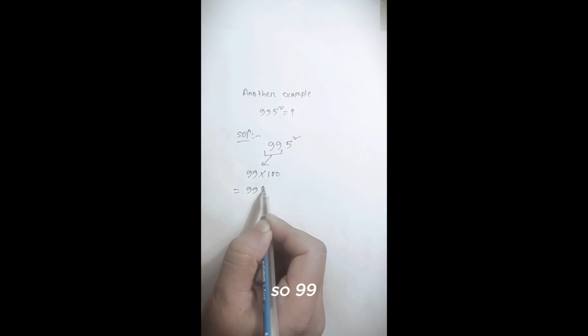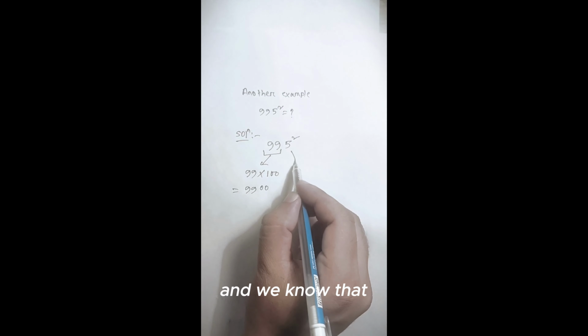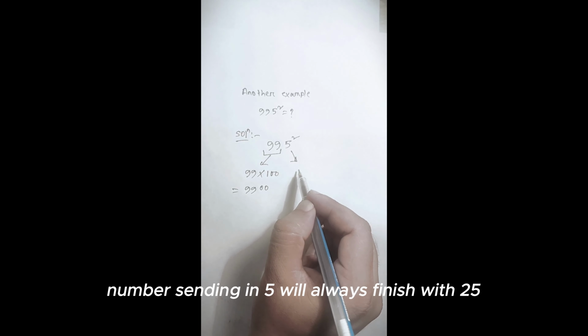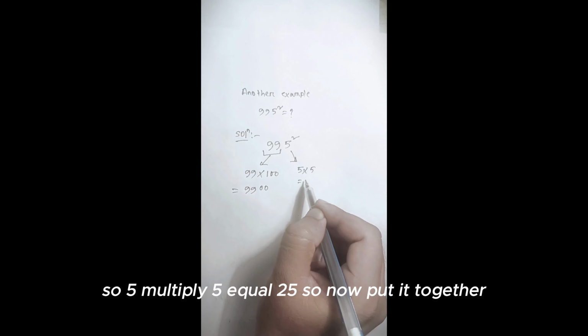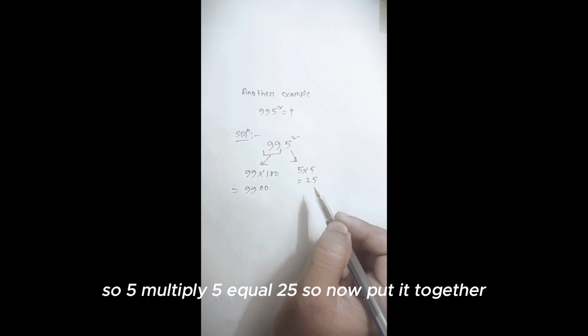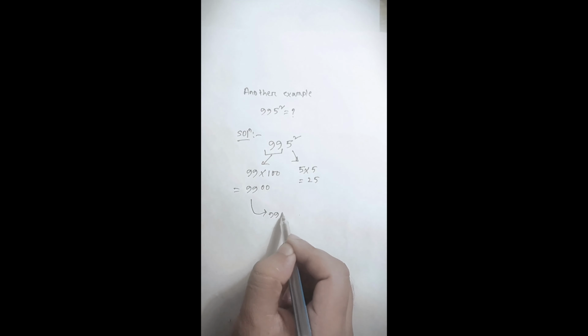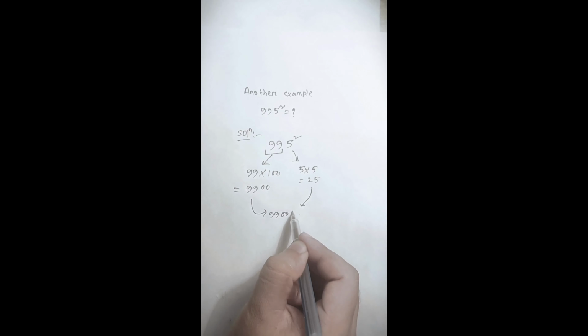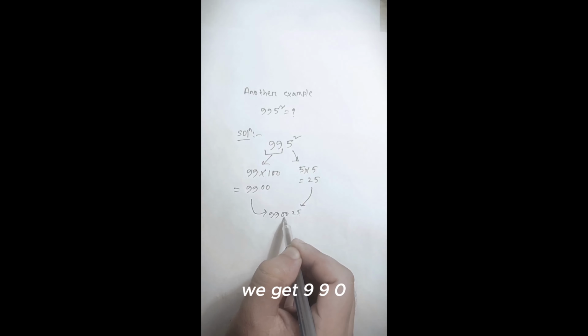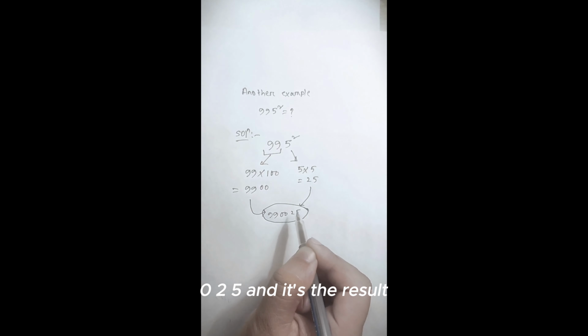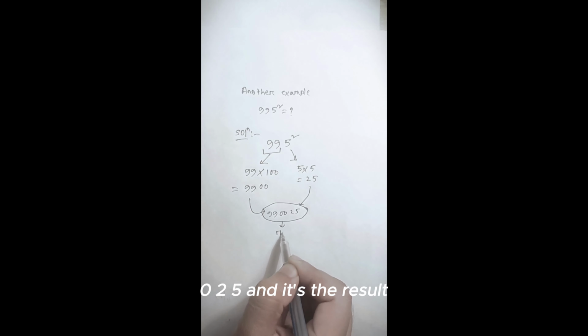So 9900. And we know that numbers ending in 5 will always finish with 25. So 5 multiply 5 equal 25. So now put it together. We get 990025, and it's the result.